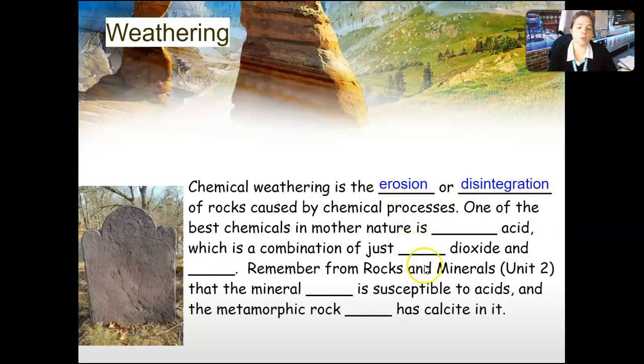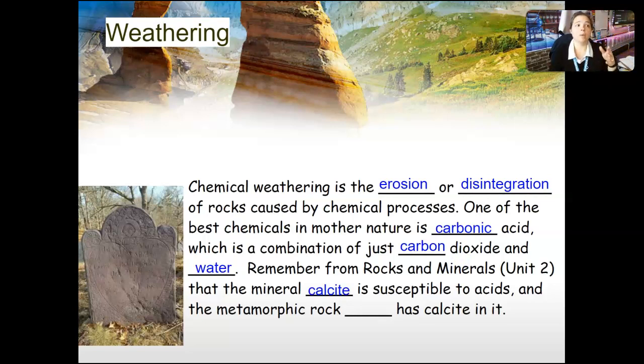So one of the best chemicals in Mother Nature is called carbonic acid. You actually make this when you breathe out because it's just a combination of carbon dioxide and water, which is what you're breathing out. But if you remember from the Rocks and Minerals Unit 2 in the minerals on page 16, there's a mineral or two that are susceptible to acids or bubble with acid. The one we're going to really look at is calcite. The other one is dolomite.